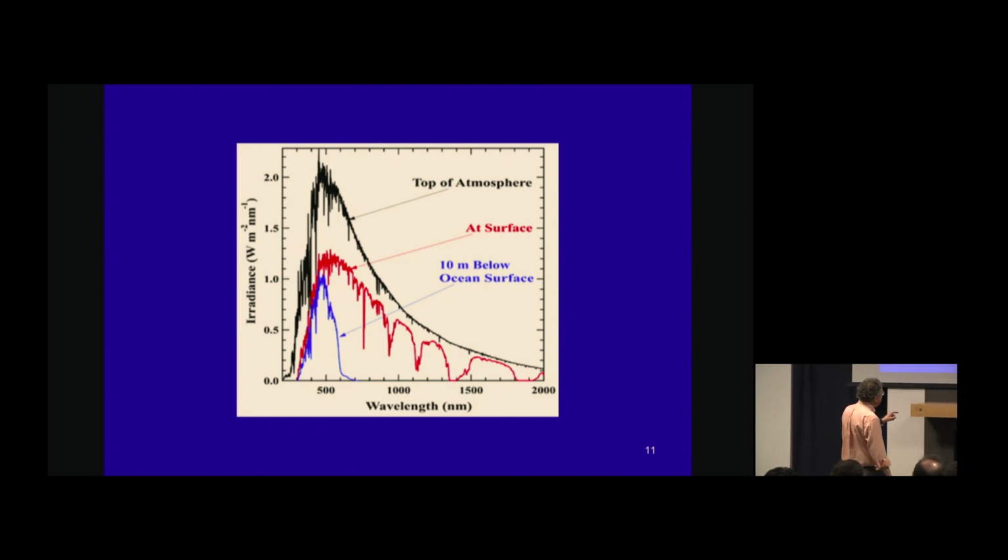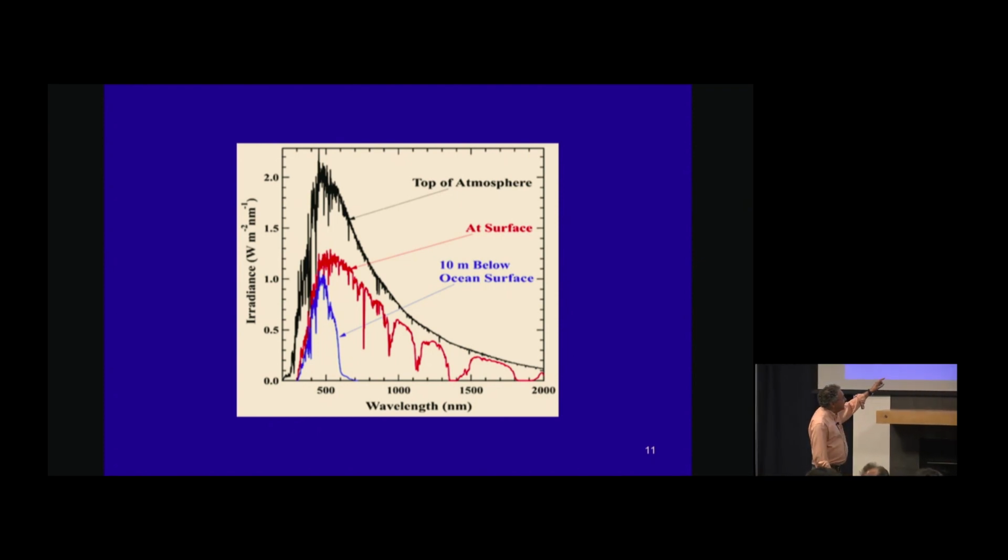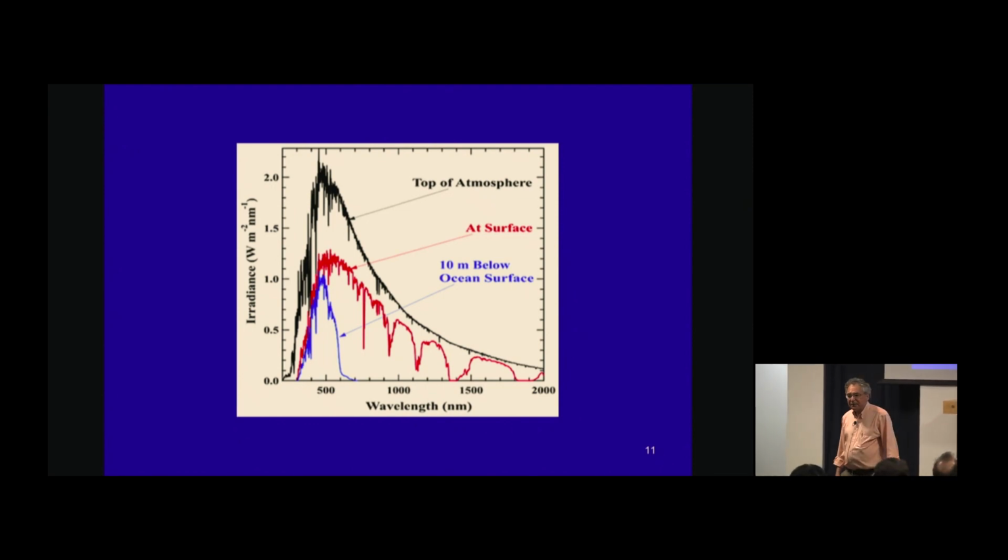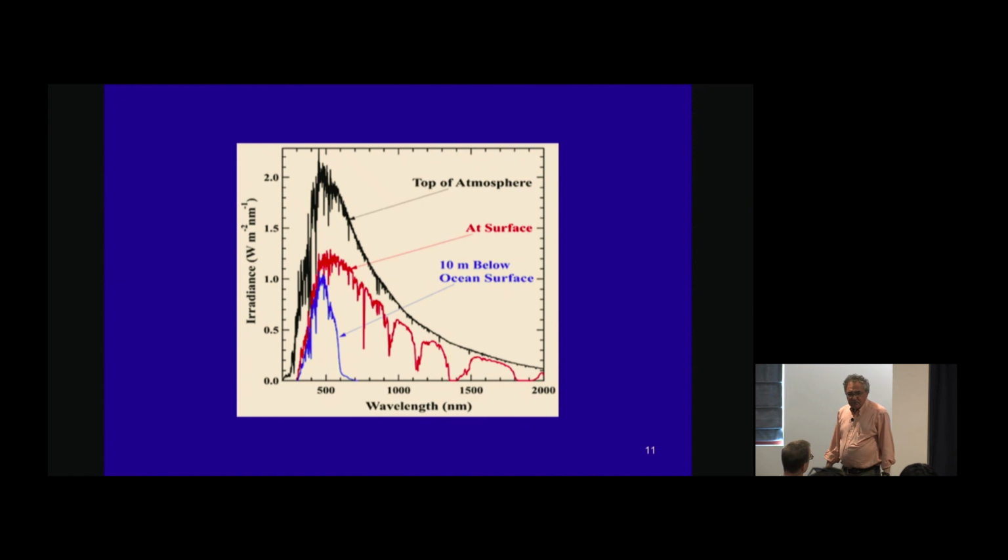And then I just want to point out one thing to you, because this is very counterintuitive to many people. If I go 10 meters below the surface of the ocean, you see that ultraviolet and blue radiation is barely absorbed. It's the red radiation that's attenuated very rapidly.